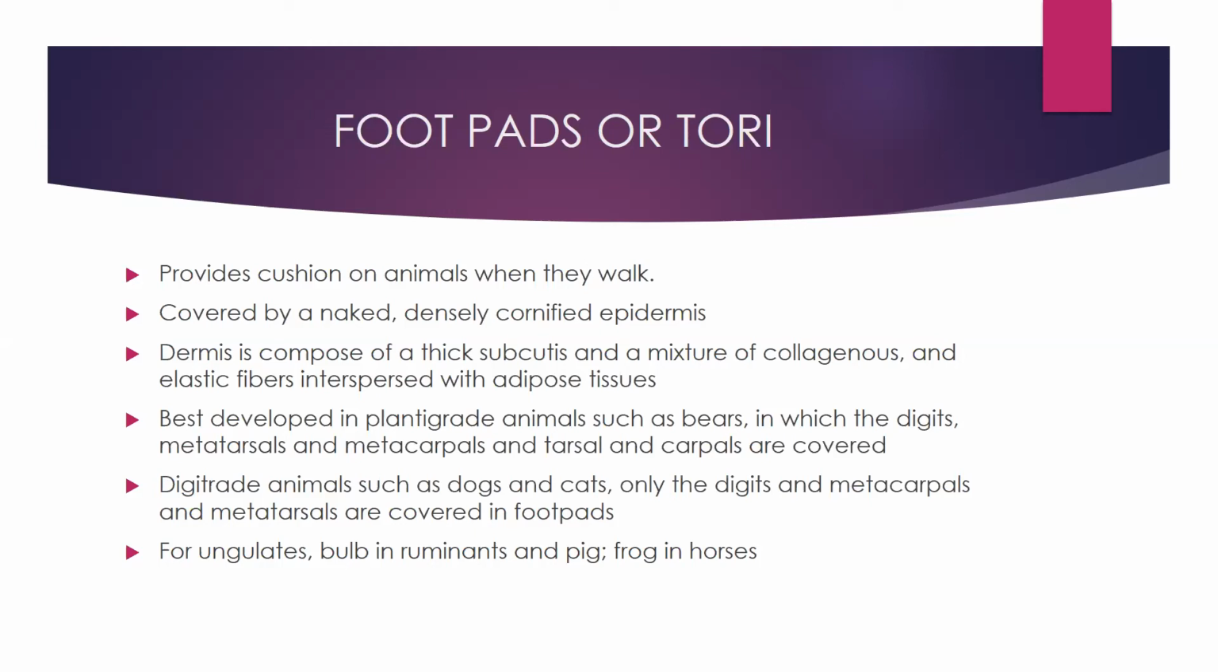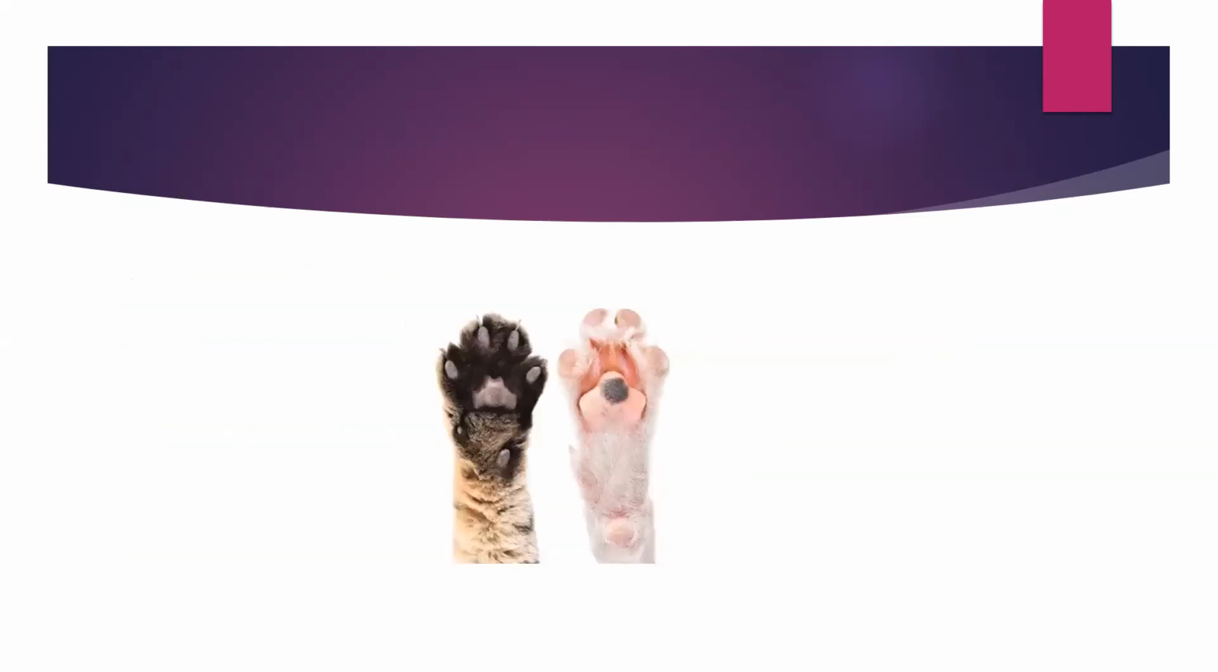And for ungulates, it's found on the bulb in ruminants and pigs. For horses, it's their frogs. If you notice, we're already leaning towards comparative anatomy, but you'll get to know more about this when you go to comparative anatomy soon. So these are foot pads.